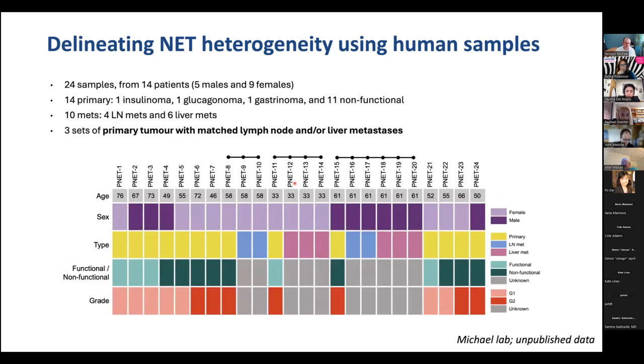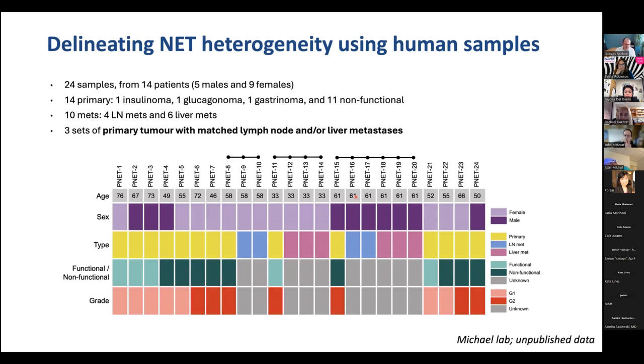What we decided to do is to go back to actually FFPE samples, with single-cell RNA-seq for FFPE samples using a new technology. You can see here we have 14 patients, 24 samples. We have both functional and non-functional primary tumors, metastases, both from liver and lymph nodes, and a lot of them have multiple samples. For example, this patient here has a primary, 2 lymph node metastases and 3 liver metastases.